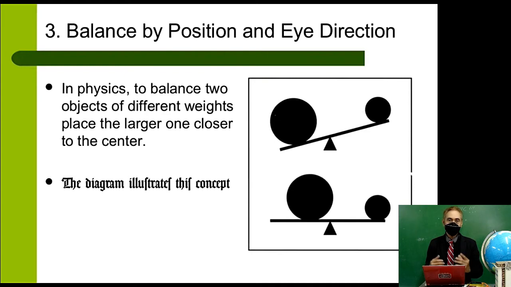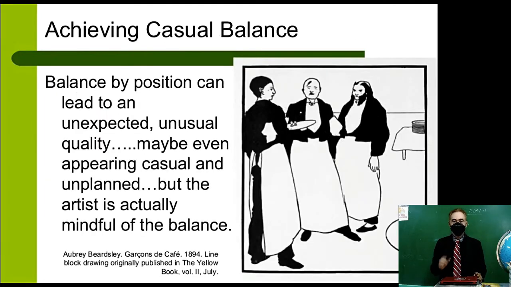Number 3, balance by position and eye direction. In physics, to balance two objects of different weights, place the larger one closer to the center. The diagram illustrates this concept. Achieving casual balance: balance by position can lead to an unexpected, unusual quality, maybe even appearing casual and unplanned, but the artist is actually mindful of the balance.